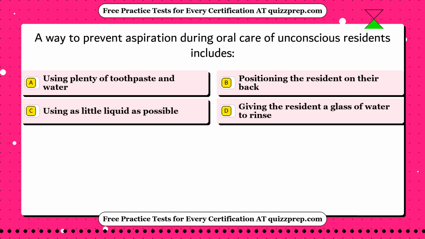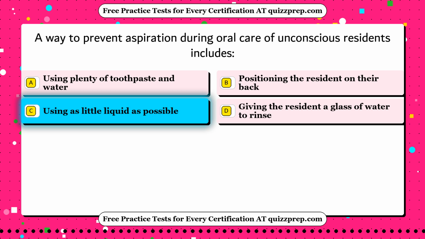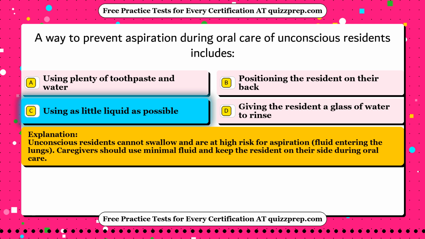Question 59. A way to prevent aspiration during oral care of unconscious residents includes: Option A, using plenty of toothpaste and water. Option B, positioning the resident on their back. Option C, using as little liquid as possible. Option D, giving the resident a glass of water to rinse. The correct answer is option C, using as little liquid as possible. Unconscious residents cannot swallow and are at high risk for aspiration, fluid entering the lungs. Caregivers should use minimal fluid and keep the resident on their side during oral care.